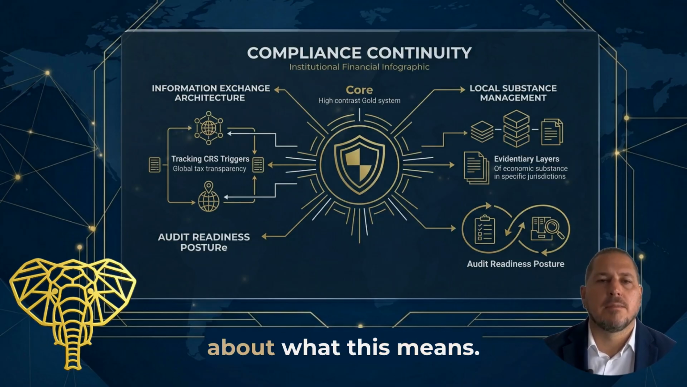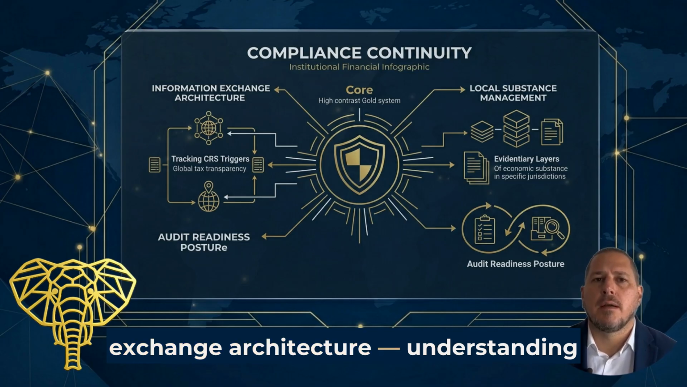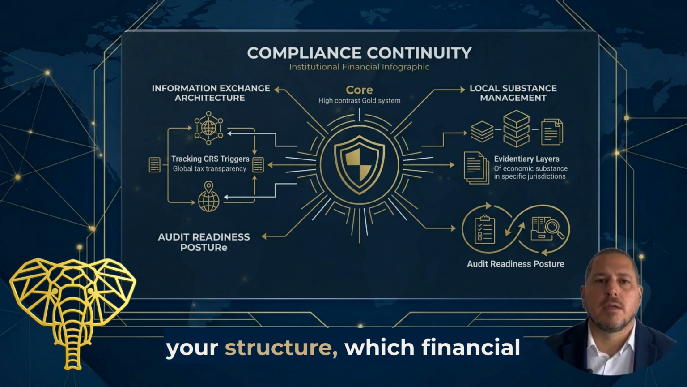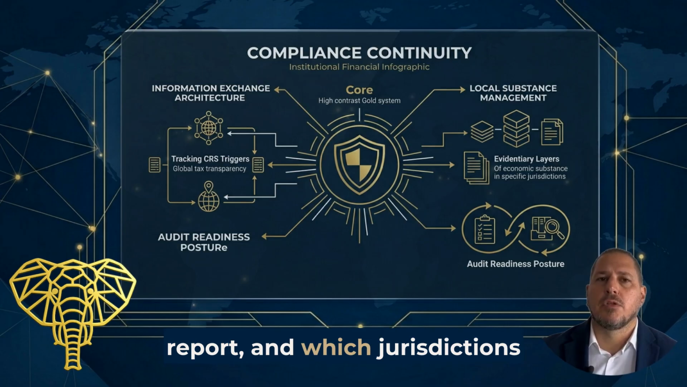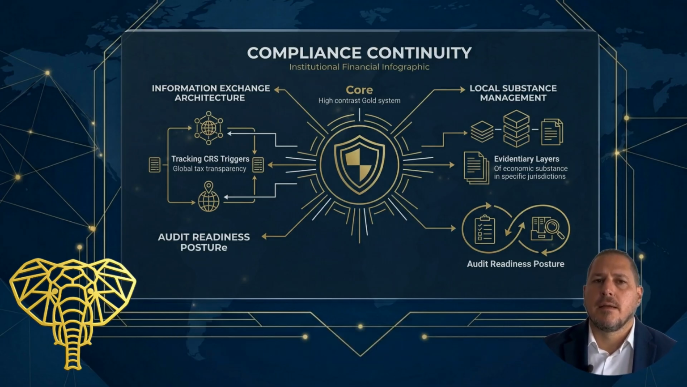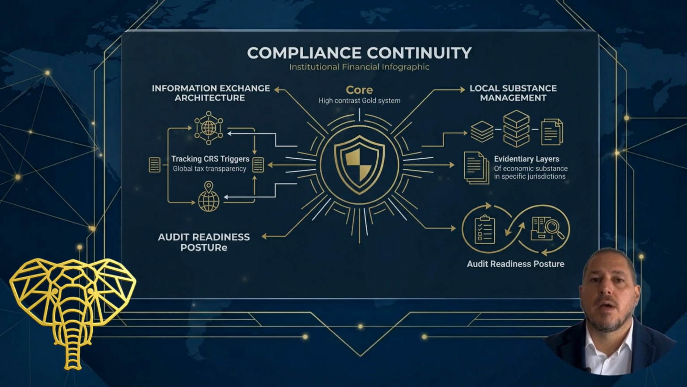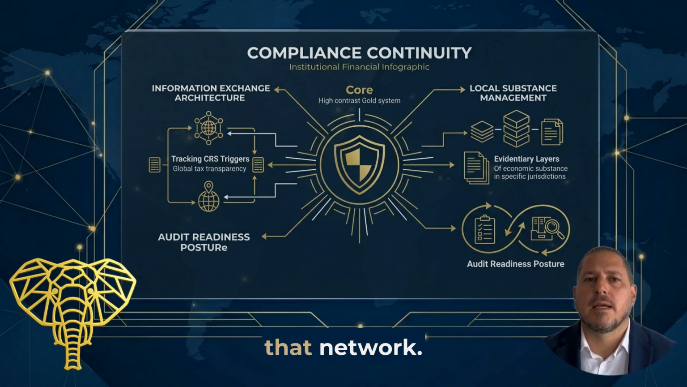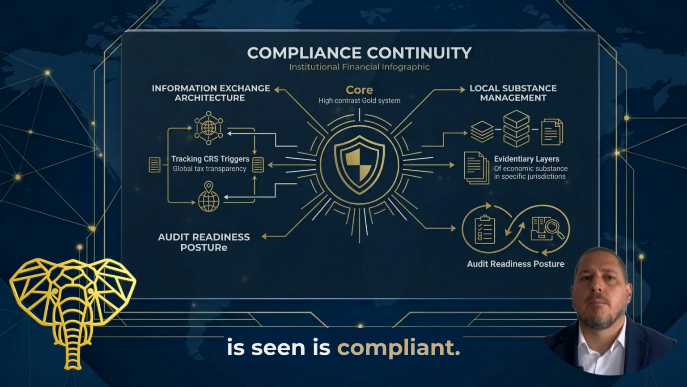Let us be precise about what this means. It begins with information exchange architecture, understanding exactly which common reporting standard triggers apply to your structure, which financial institutions are obligated to report, and which jurisdictions are receiving that data. The CRS is not passive, it is a live bilateral network that produces annual data transfers between 115 plus signatory jurisdictions. Your structure exists inside that network. The question is not whether it will be seen, it is whether what is seen is compliant.